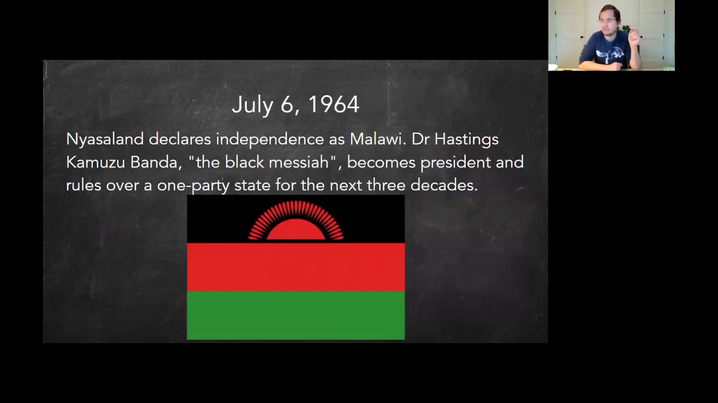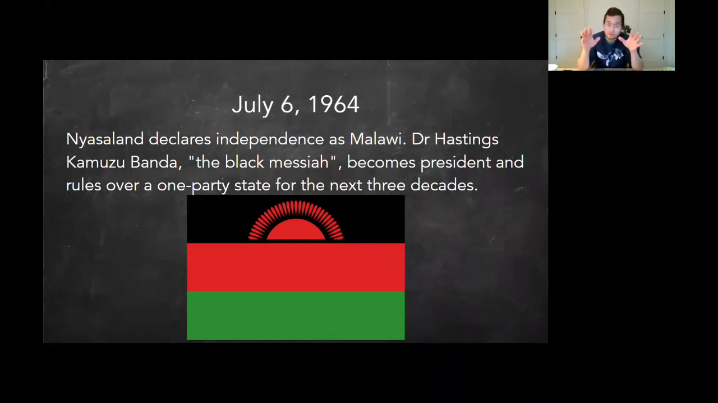July 6, 1964, so Nyasaland declares independence. So at this point, you see a lot of African nations gaining independence and getting themselves out from under European imperialism or control or colonization. So they declare independence. Dr. Hastings Kamuzu Banda is the leader, the Black Messiah again, and he becomes the president. Now, he ends up ruling over a one-party system where there's only one political party, and he remains in control for the next 3 decades or 30 years.